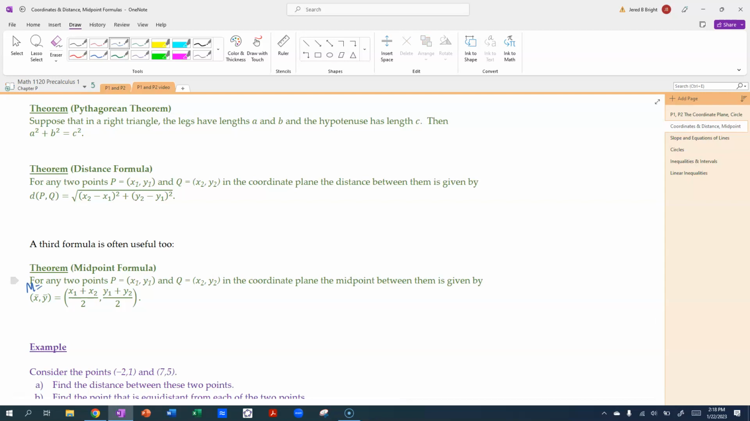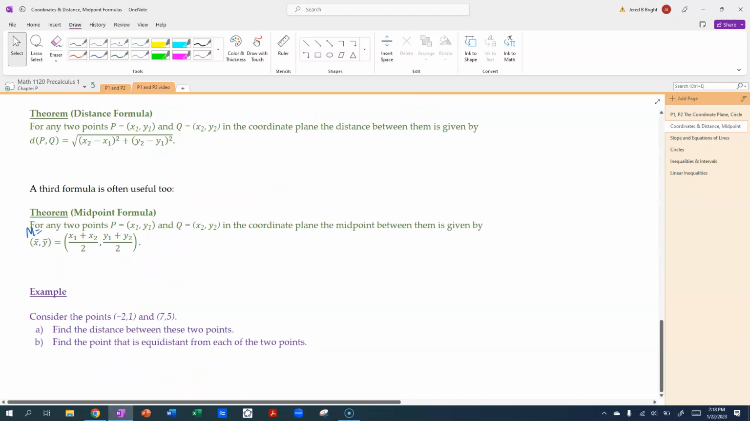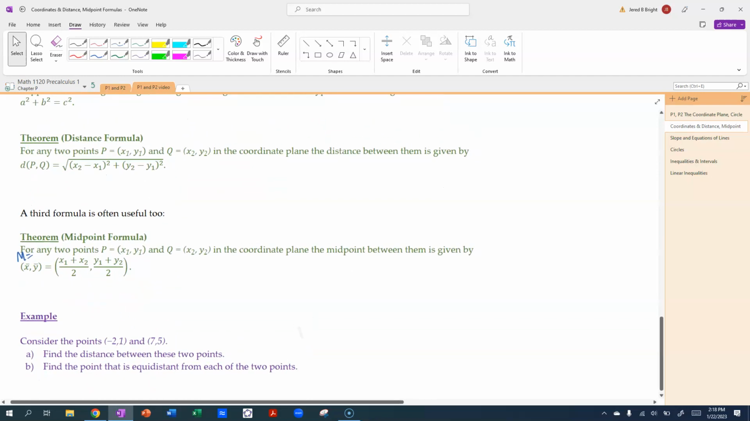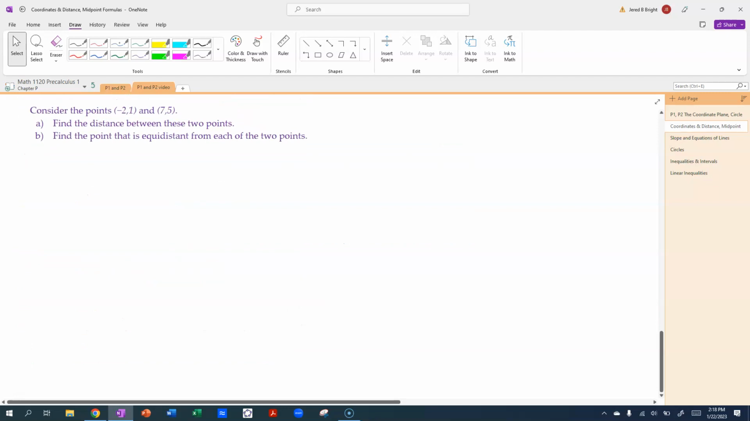And how do you find an average? Well, you add them up and divide by 2. That's all a midpoint is, okay? Add the x's up, divide by 2. Add the y's up, divide by 2, you got the midpoint, okay? So those are our 3 formulas for this video, okay?